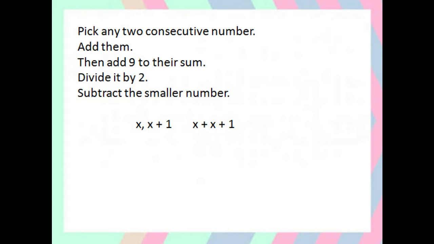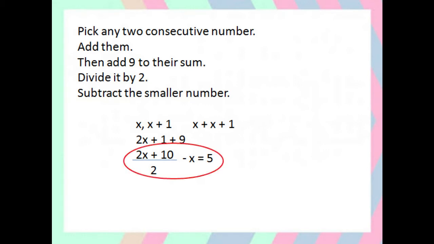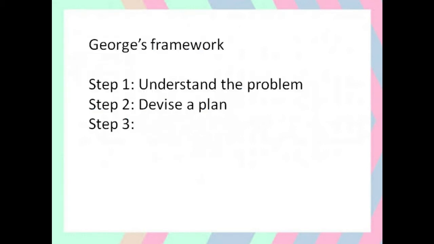Then we'll add them as stated in the instructions. x plus x plus 1 will be 2x plus 1, then added by 9. So it will be 2x plus 10, divided by 2, and subtracted by the smaller original number, which is represented as x. It shall be equal to 5 since that was the observation we have conducted, and this will be our conjecture. Let's jump to step 3, carry out the plan.